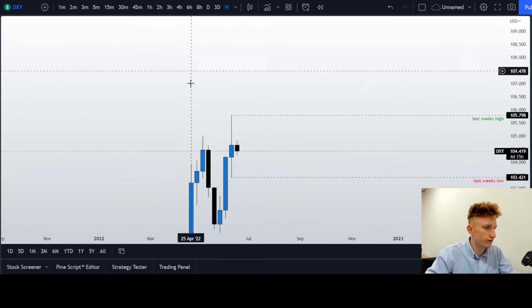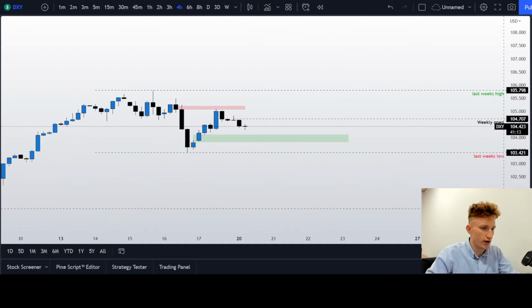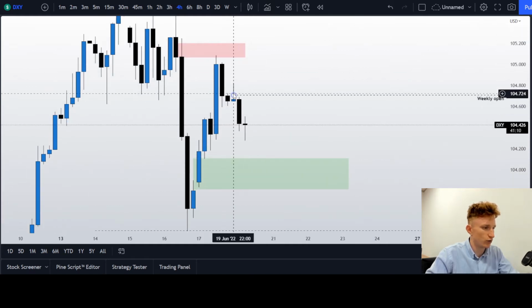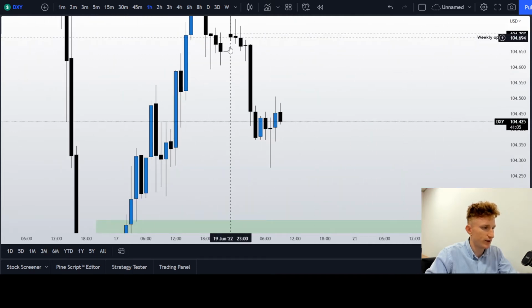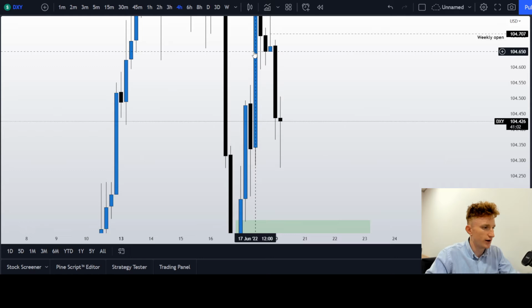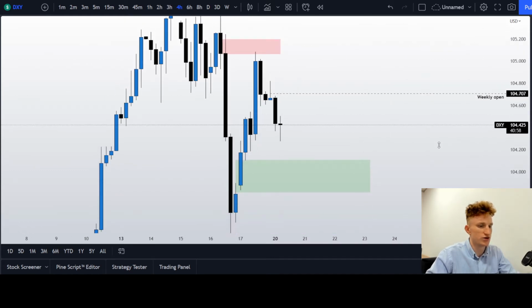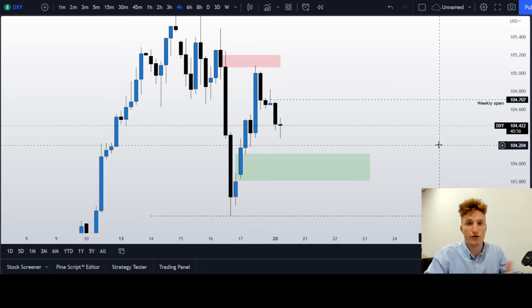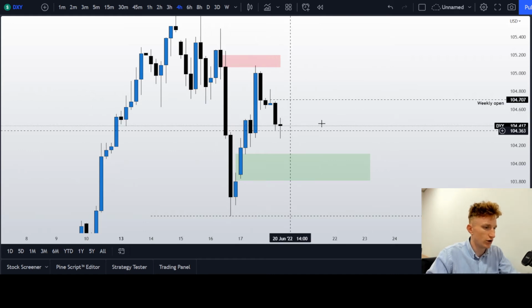If I go now to a 4-hour time frame, what we can see is that we have a weekly open over here. If you go to the 1 hour, then we can see that we actually had a gap area over here. So this is our weekly open. If we are bullish, then we always like to buy under the weekly open. If we are bearish, then we like to sell above the weekly open. Okay, so we are not trading under the weekly open, which I do like.